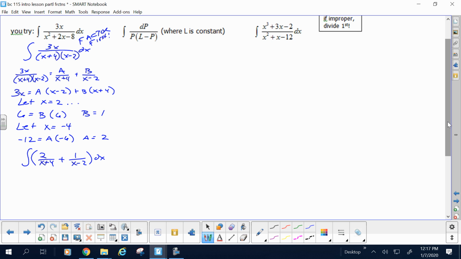How's the first one going? Are you getting 2 natural log of the absolute value of x plus 4 plus natural log of the absolute value of x minus 2? Okay, cool. Sounds like you're doing well. The second one seems like I'm just getting wacky. That's actually the problem you'll have to be able to do tomorrow. So it's really important, the second one.